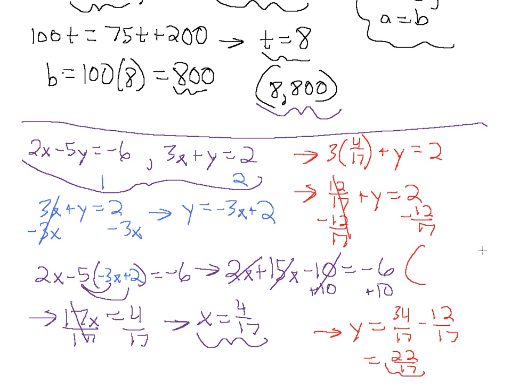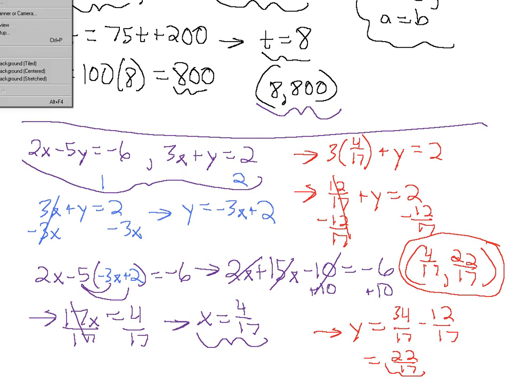So we can write the actual solution for this system of equations as 4 over 17, and positive 22 over 17. This is the intersection of these two lines, and it's indeed the solution for the two equations.